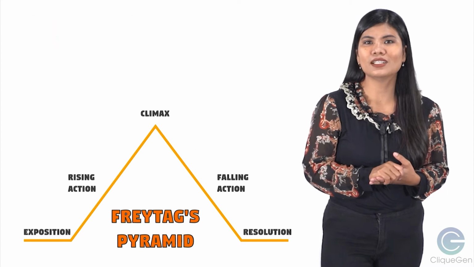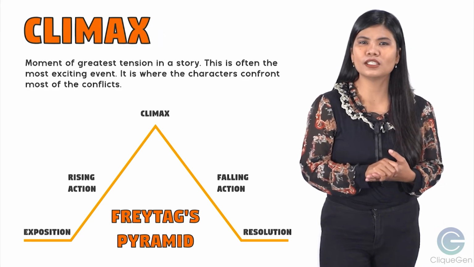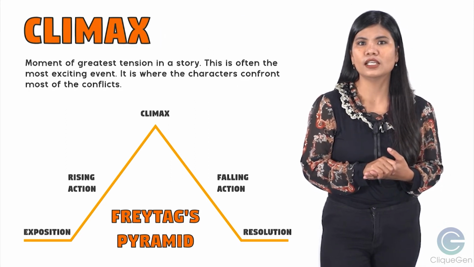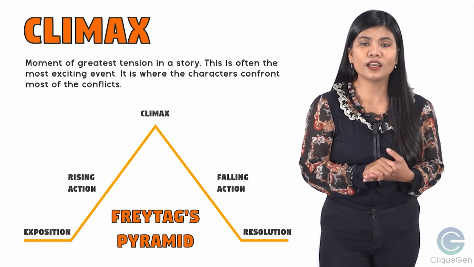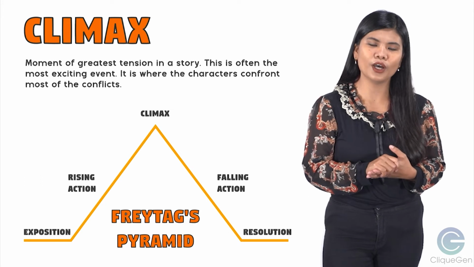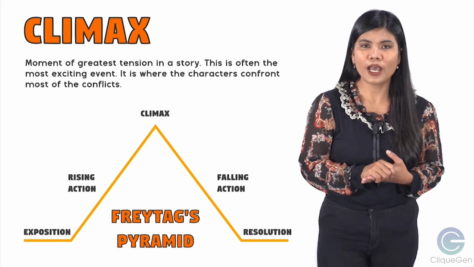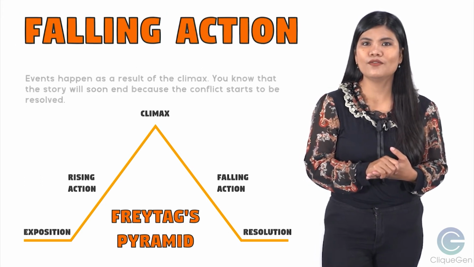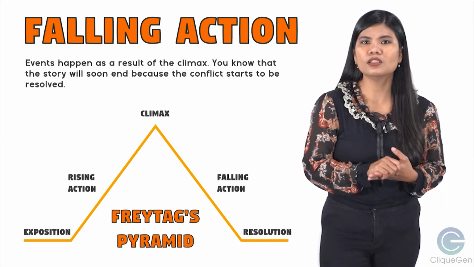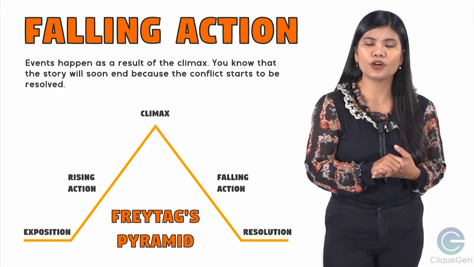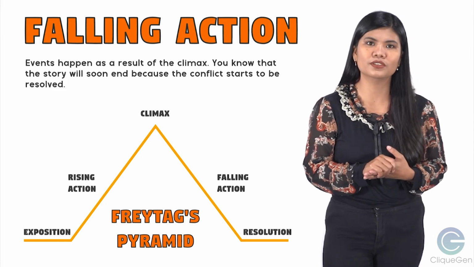We also have the climax, the moment of the greatest tension in a story. This is often the most exciting event. It is where the characters confront most of the conflict. We also have the falling action. Events happen as a result of the climax. You know that the story will soon end because the conflict starts to be resolved.